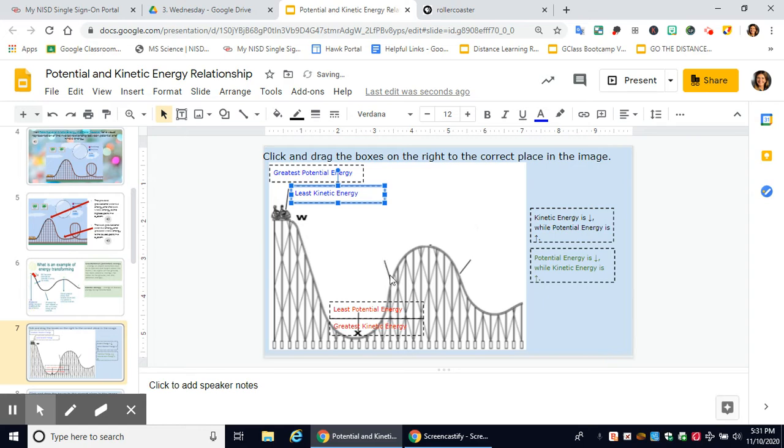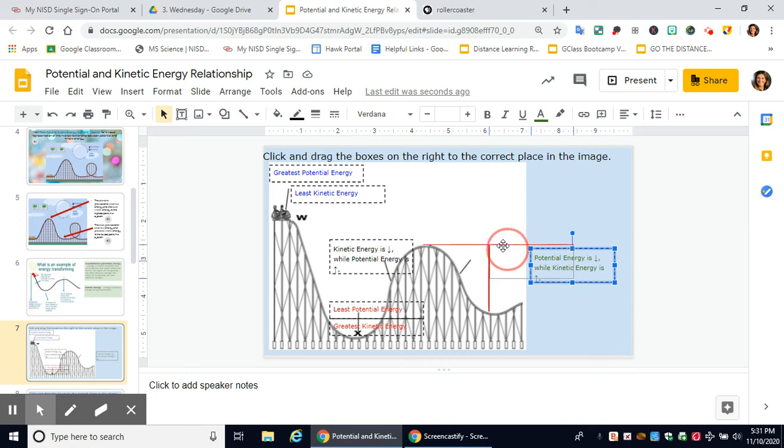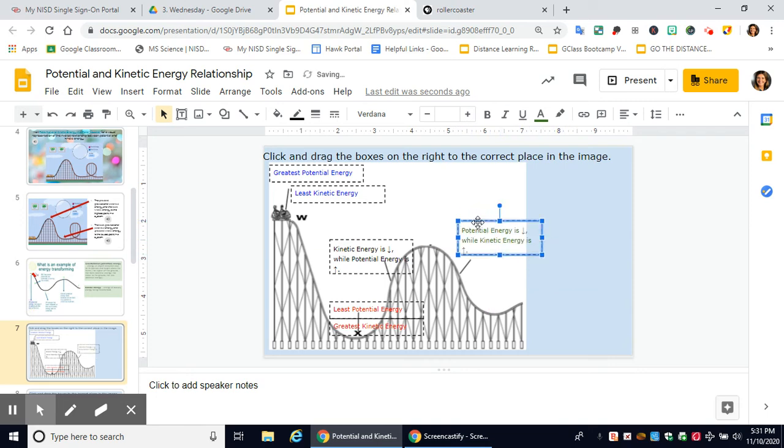Okay, and then if we look here halfway up the track, what we have here is kinetic energy is decreasing while potential energy is increasing. And then down here, we have our potential energy is decreasing while our kinetic energy is increasing.